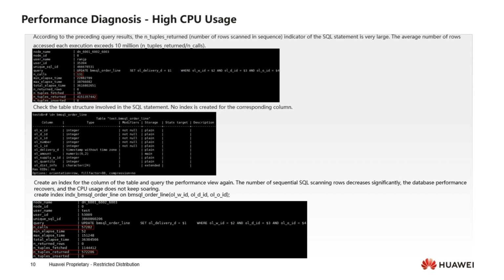Now, let's put our attention back to the stats numbers here. We see that the number of sequential scans is excessively large here. So let's look at the table definition that we query on. And there's no index at all. By creating an index for the column we query the most, we eventually decrease the CPU usage in this scenario.